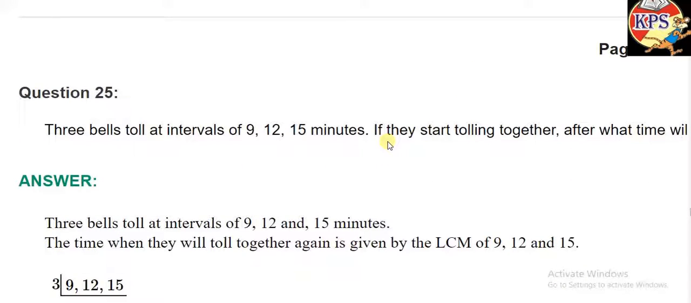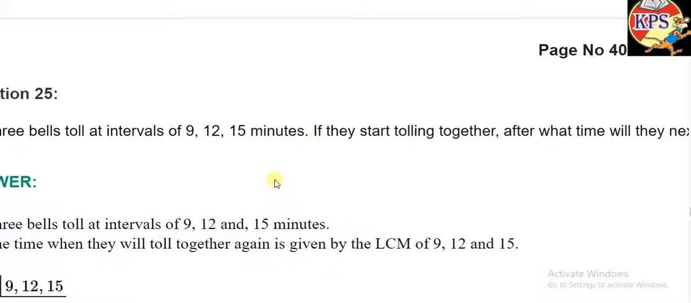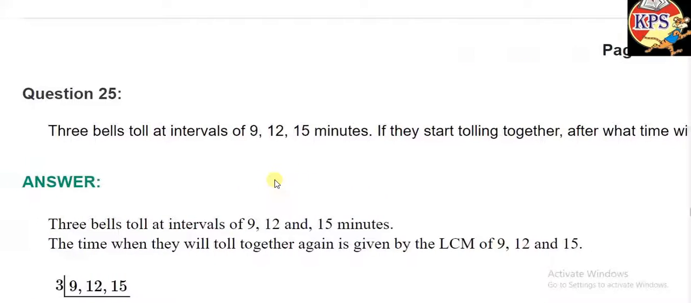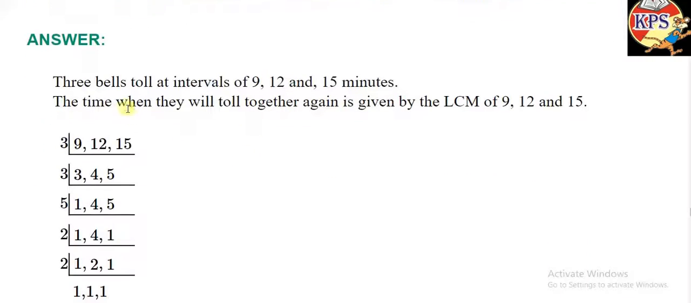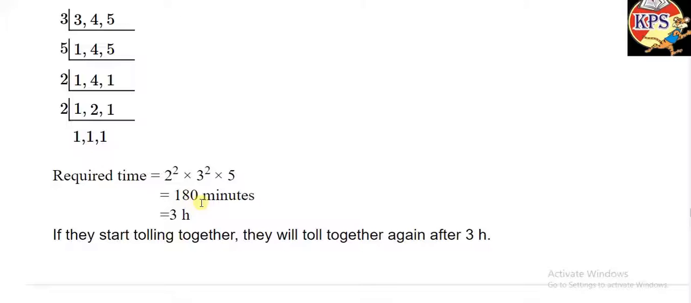Three bells toll at the interval of 9, 12 and 15 minutes. If they start tolling together, after what time will they next toll together? So 3 bells are there and they toll at intervals of 9, 12 and 15 minutes. The time when they will toll together again is given by the LCM. So we have to find the LCM of these 3 numbers. After finding the LCM, we get the answer 180.